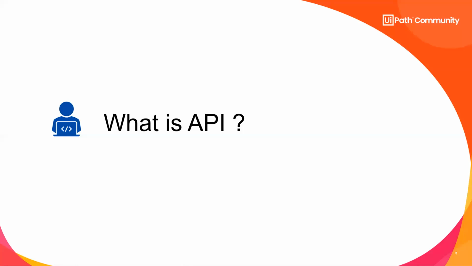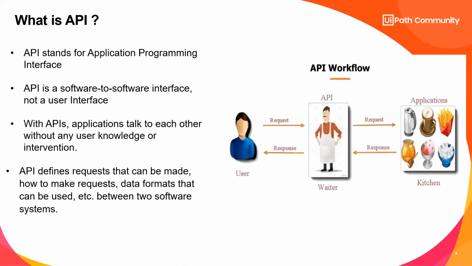When we come across this term, API stands for Application Programming Interface. API is a software to software interface, not a user interface. With API, applications talk to each other without any user knowledge or intervention. To make these statements simpler, let me explain with an example.